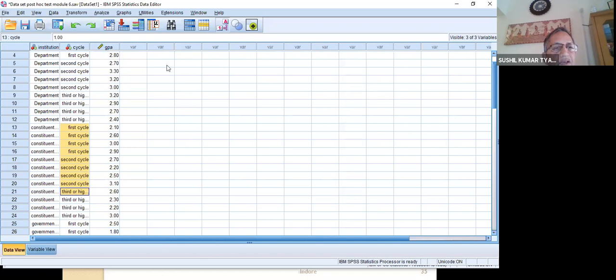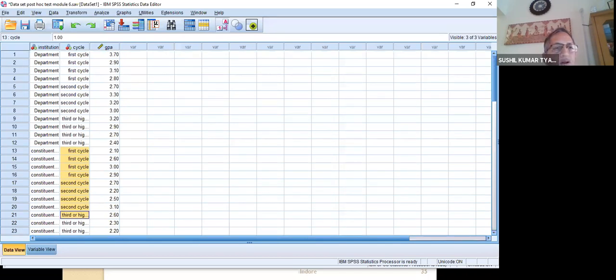So department first cycle, department first cycle, department first cycle, department first cycle, department second cycle, department second cycle, department third cycle, department third cycle, constituent first, constituent second, then similarly next and then next. Departments in the first cycle have GPA 3.70, 2.90, 3.10, and so on. So this is how the data is entered. In every kind of institution, there will be every kind of cycle. This is the meaning of factorial design.